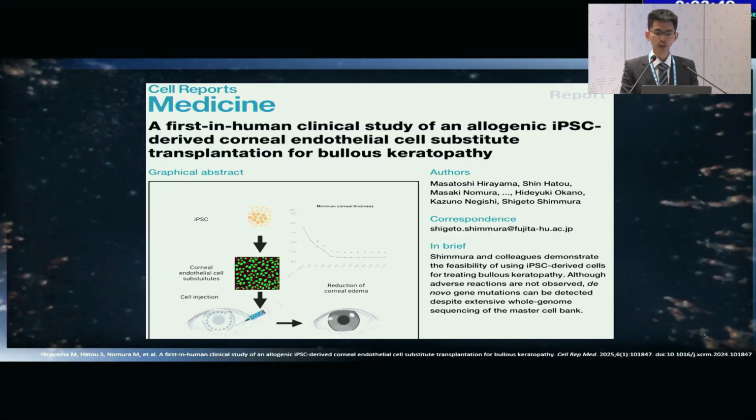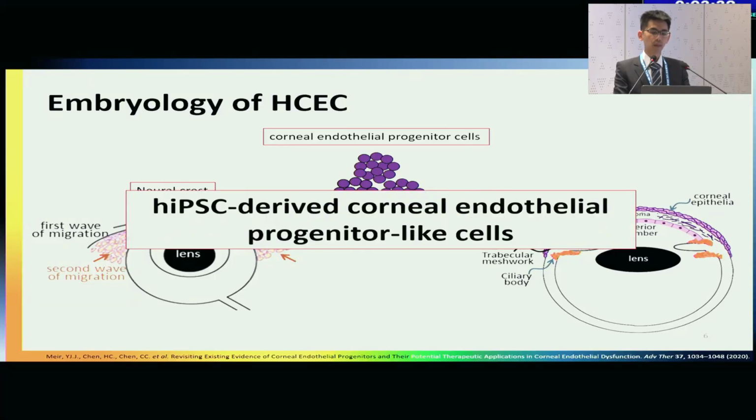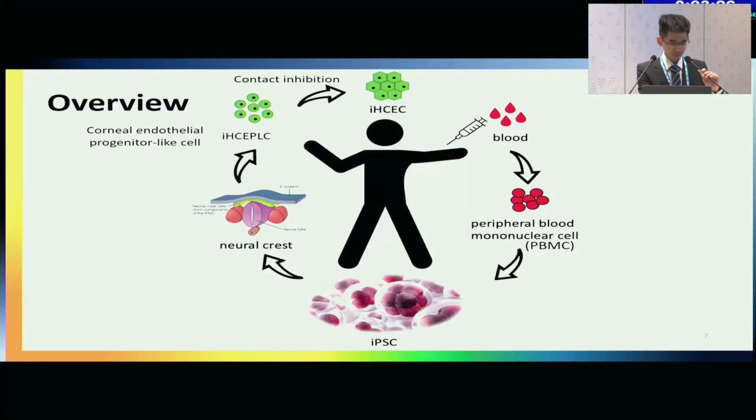However, gene mutation of the injected cells was found despite the whole genome sequencing of the master cell bank. The corneal endothelium develops from the neural crest and the corneal endothelium progenitor cell. To address the previous issues, we think that maintaining the therapy cells in the corneal endothelium progenitor phase might be a good solution. We reprogram the patient's peripheral blood mononuclear cells into iPSC, then differentiate into neural crest cells and finally into the corneal endothelium progenitor-like cells, which we call iCEC-PLC in this study. With contact inhibition, iCEC-PLC will become human corneal endothelium-like cells.